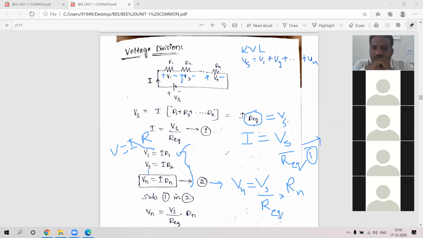Now if you want to write the voltage across the second resistor, you tell me. V2 is equal to Vs into R2 by R equivalent, like that you can do. Okay, this is the formula. Everyone write down this formula so that we can go with the other problems. Vn is equal to Vs into Rn by R equivalent. It will be easy if you write like that.